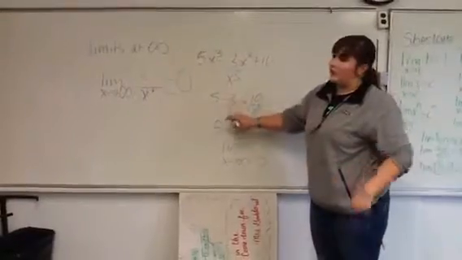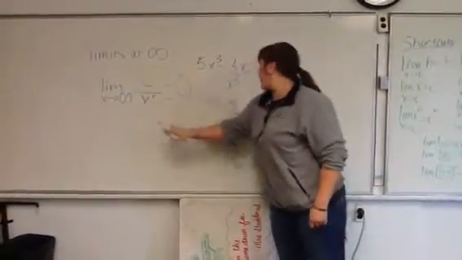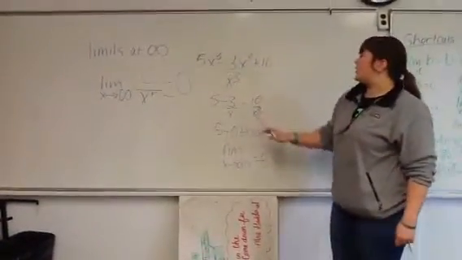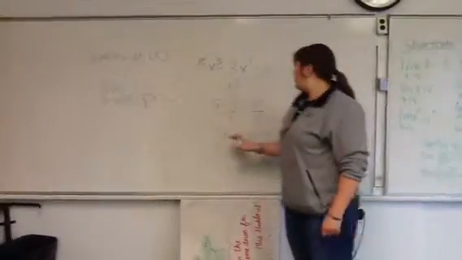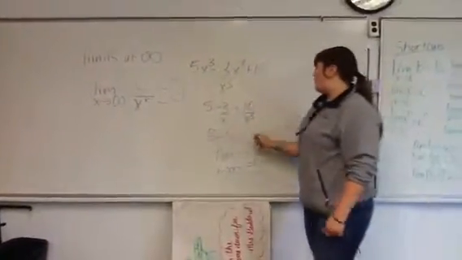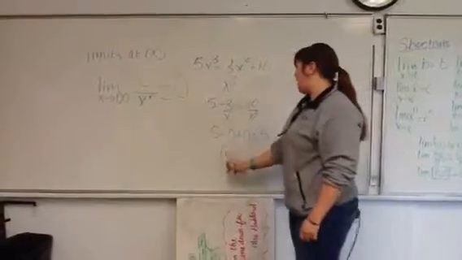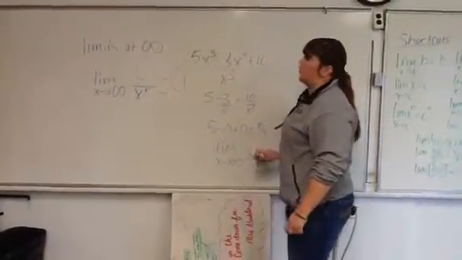3 over x is like 3 over x to the 1, which fits this format, which means it equals 0. This fits the same format as well, so that also equals 0. And when you add it all together, it equals 5. So the limit as x approaches infinity equals 5.